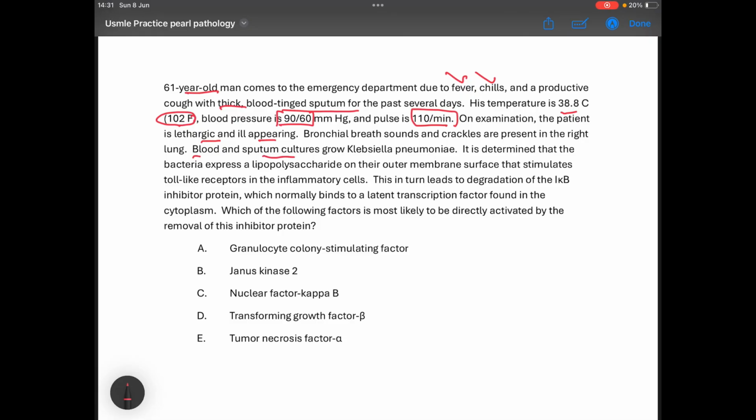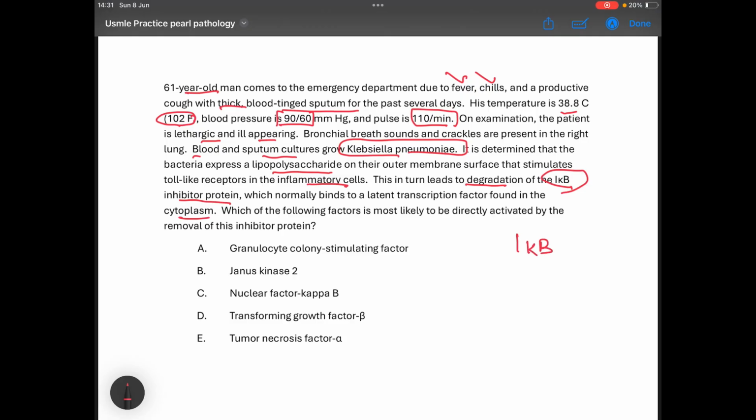The blood and sputum cultures grow Klebsiella pneumoniae. It is determined that the bacteria express a lipopolysaccharide on their outer membrane surface. This stimulates the toll-like receptor in the inflammatory cells. This in turn causes degradation of the IKB inhibitor protein, which normally binds to a latent transcription factor found in the cytoplasm. Which of the following factors is most likely activated by the removal of this inhibitor protein?